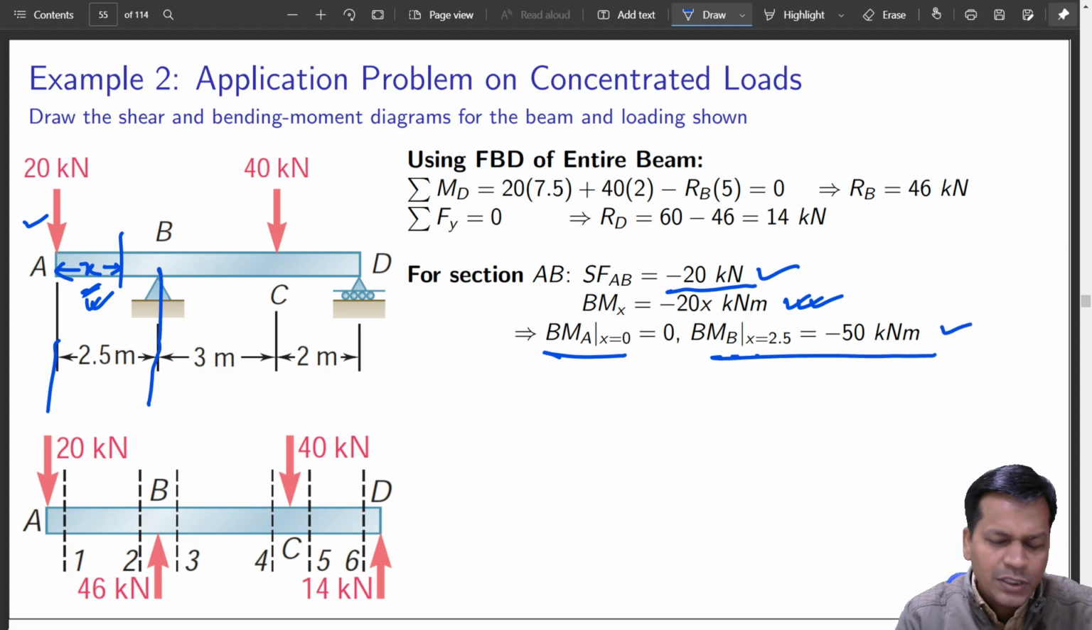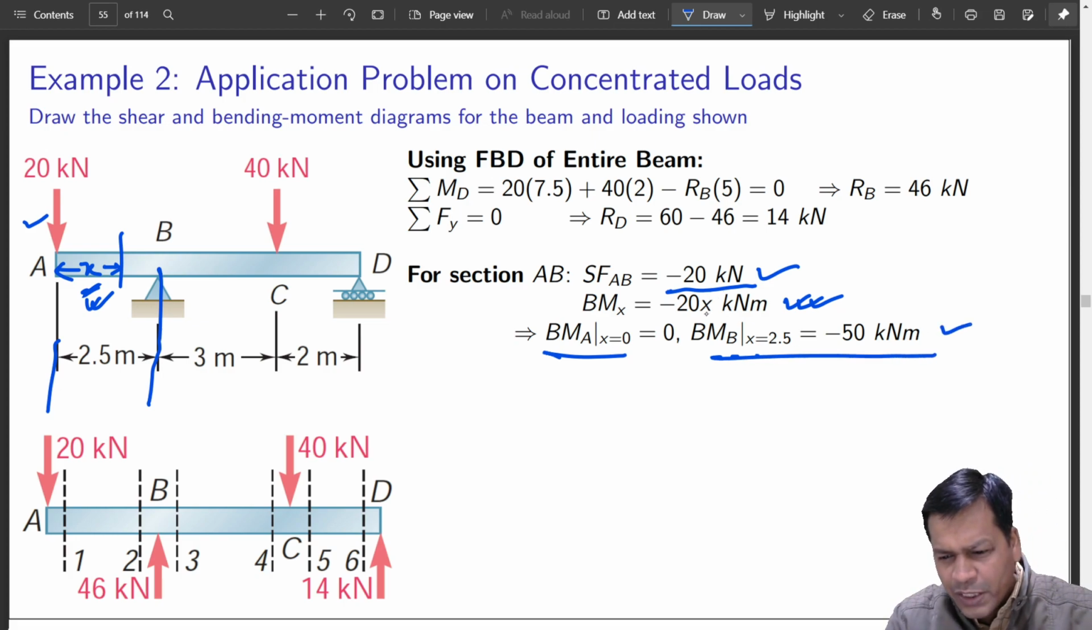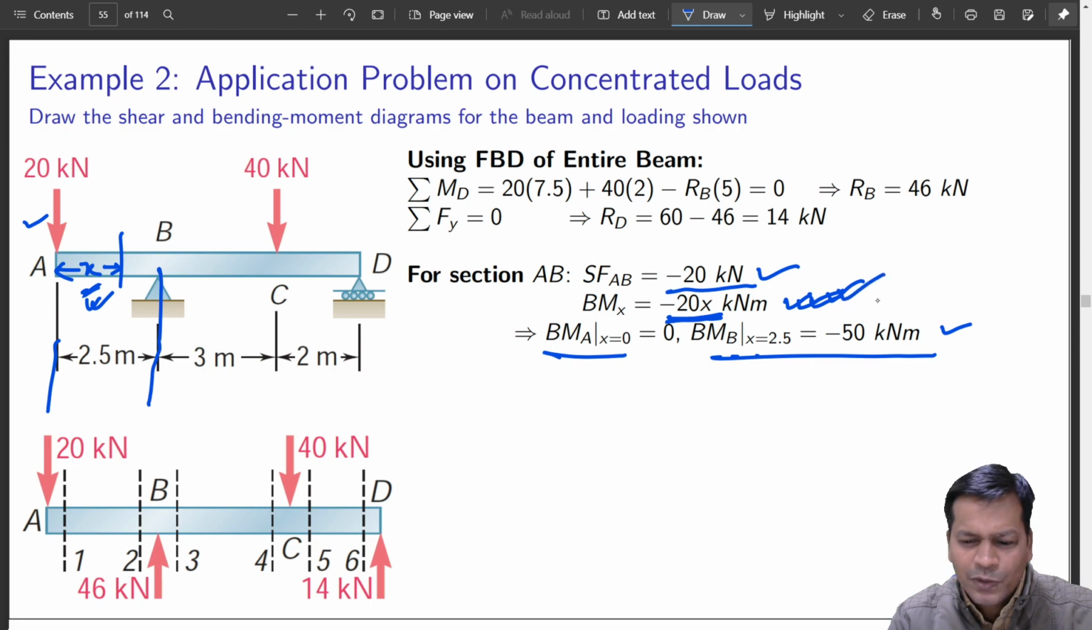I know the behavior, it should be linear. It is a linear curve starting and passing through the origin. So y is equal to mx only, with slope minus 20. So this gives me a straight line equation passing through the origin. So at 0 it is 0, at 2.5 it is 50. So I can quickly draw the bending moment plot now using a straight line with negative slope.